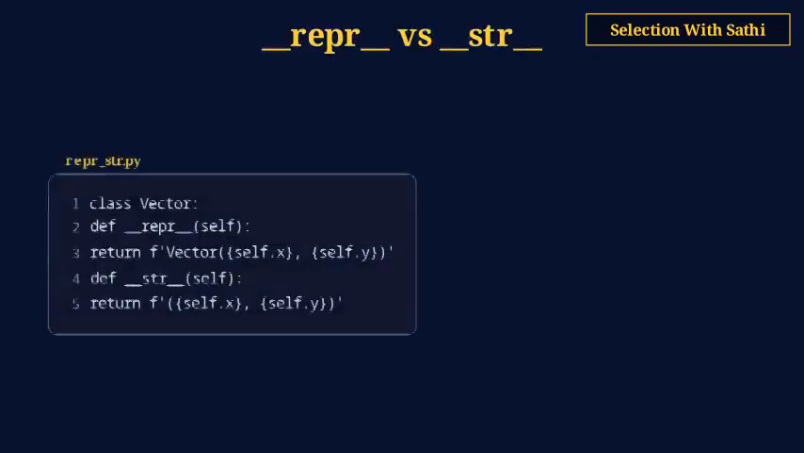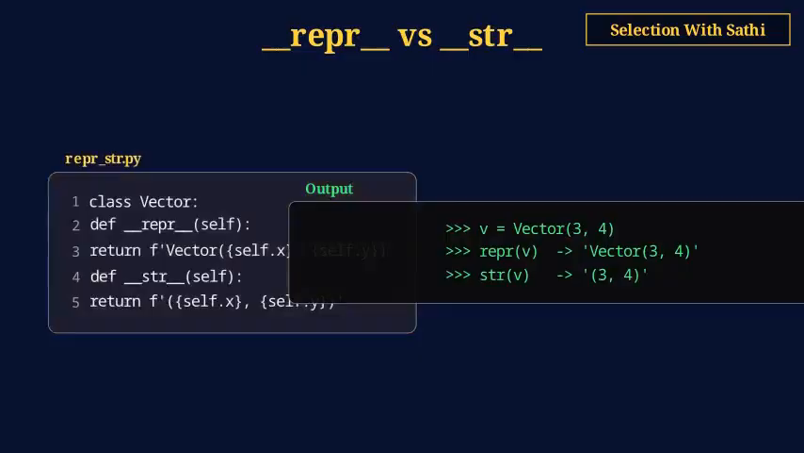__repr__ and __str__ control how objects are displayed. __repr__ is for developers, called by repr and in the debugger. It should return an unambiguous string, ideally one that could recreate the object. __str__ is for end users, called by str and print. If you can only implement one, choose __repr__. Python uses it as a fallback for __str__.